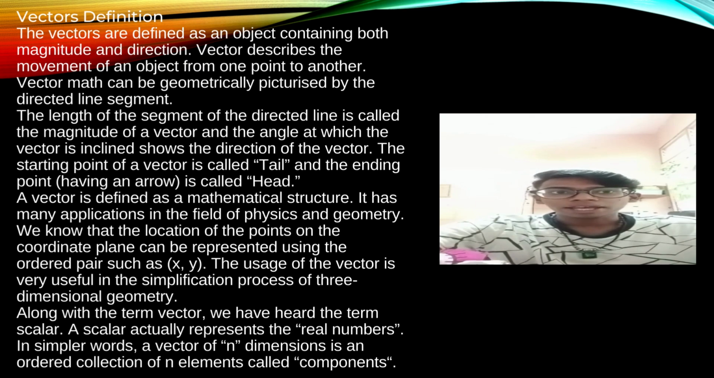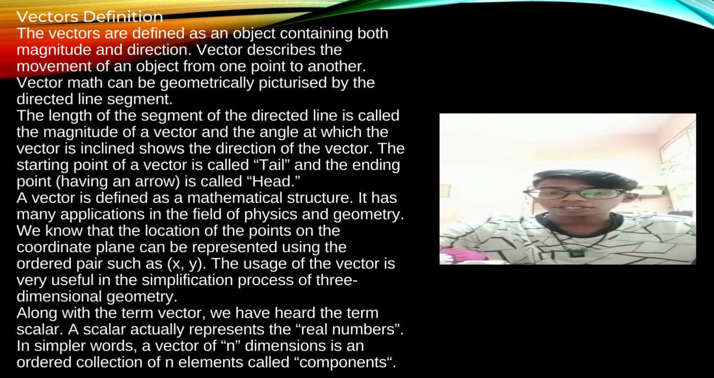Vector notation. As we know already, a vector has both magnitude and direction. In the above figure, the length of the line AB is the magnitude and the head of the arrow points towards the direction.